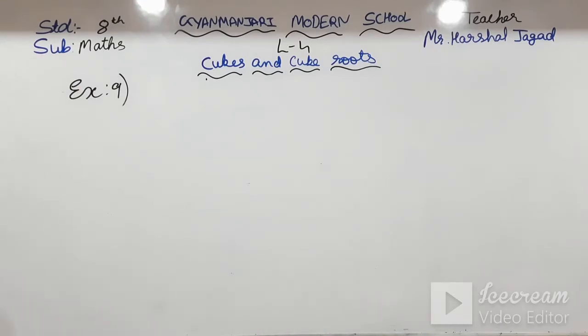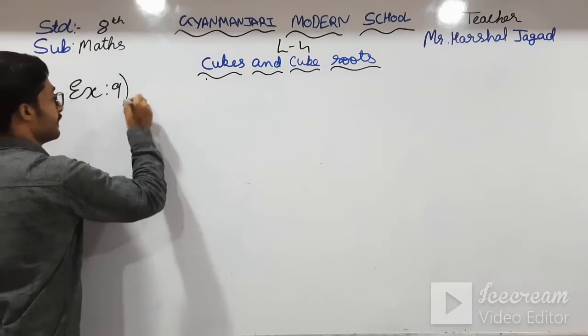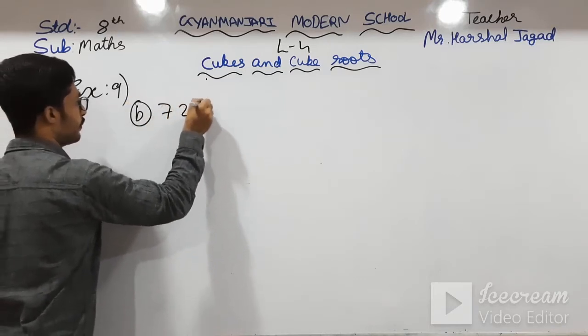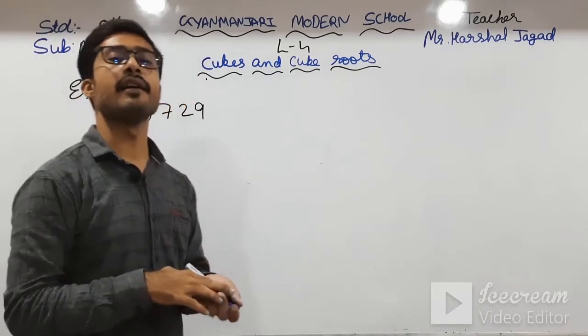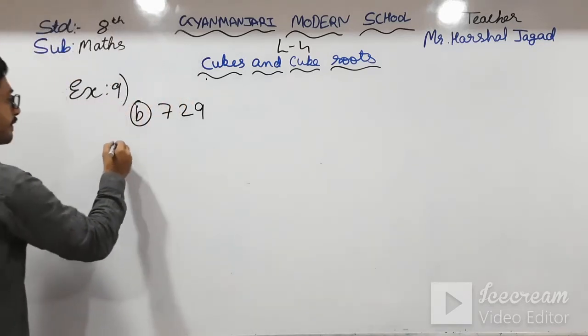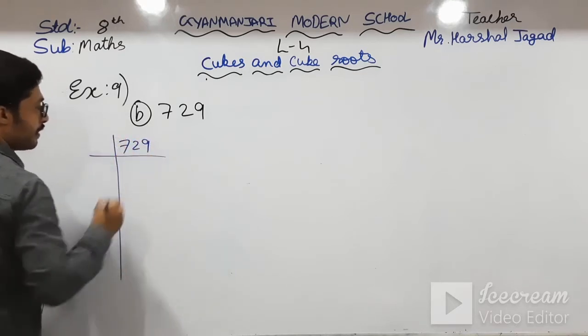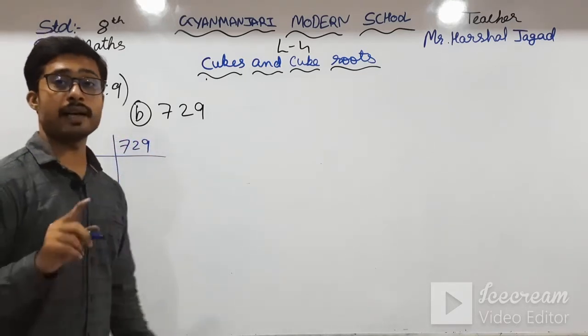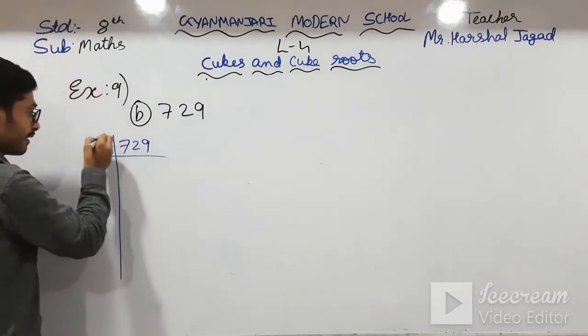B is 729. So first what we have to do? We have to take the factors of it. That is 729. So here is 9. So we can't divide with 2. We will try with 3.